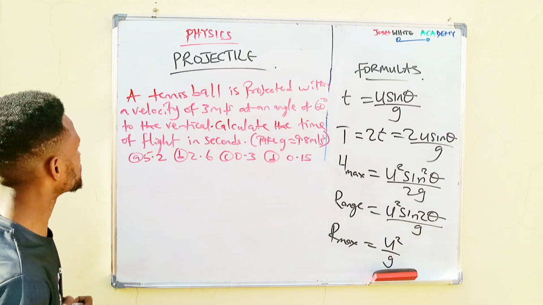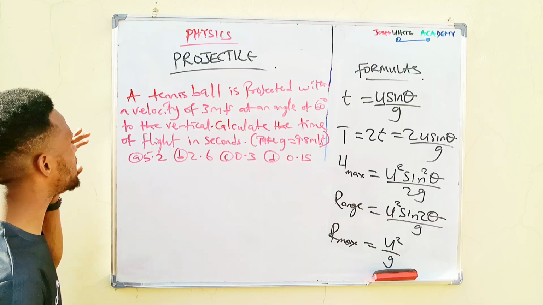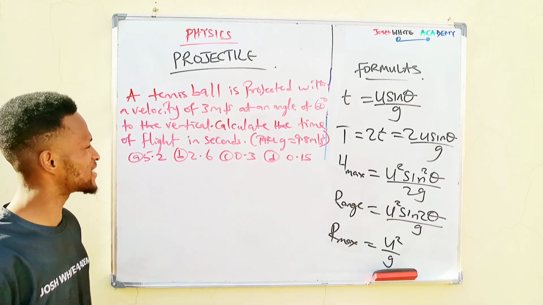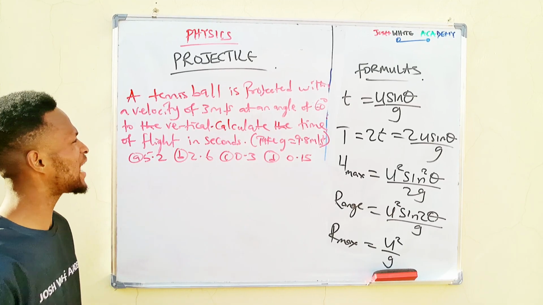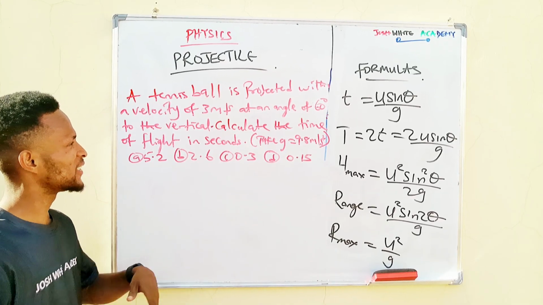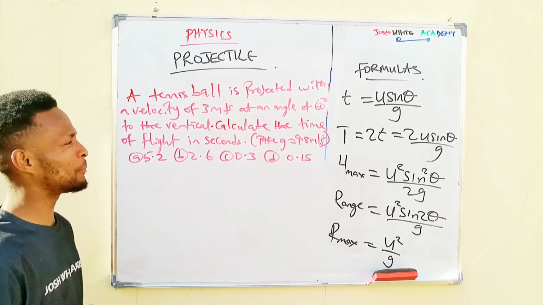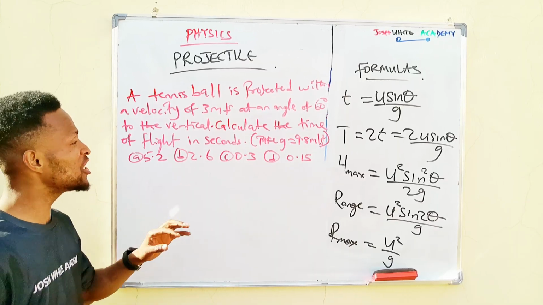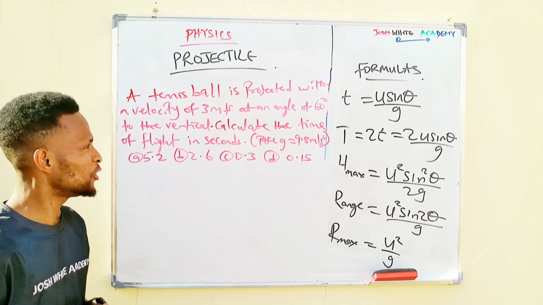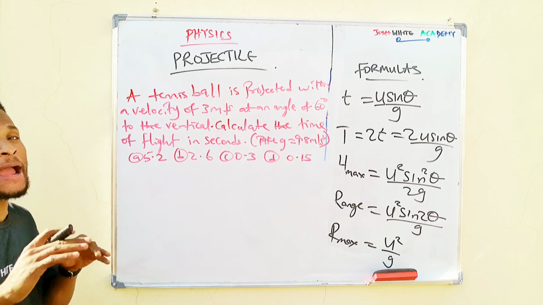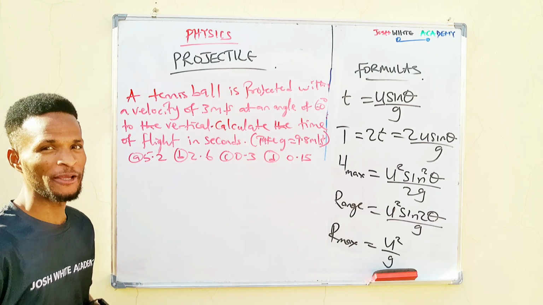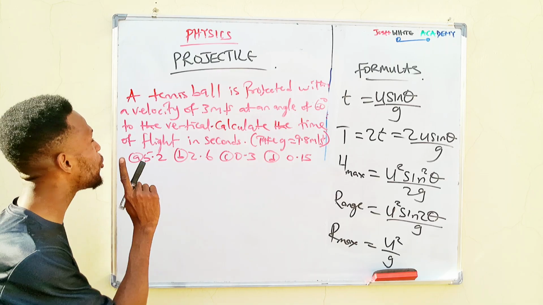Okay, the next question. A tennis ball is projected with a velocity of 3 meters per second at an angle of 60 degrees to the vertical. Calculate the time of flight in seconds. Take g as 9.8 meters per second squared. Remember I said to you, if you are given g as 9.8, please do not use 10. So now, from this question, I bet you many students will fail this question because of something that your eyes may not see.